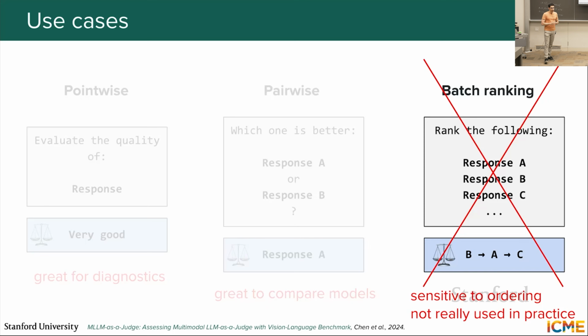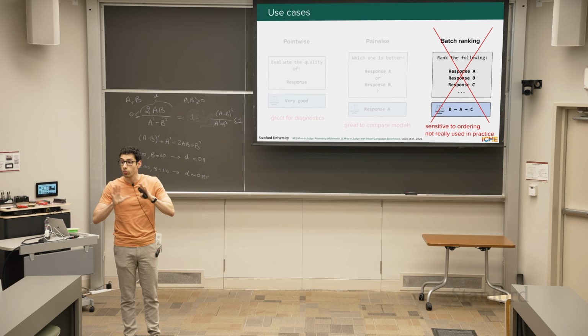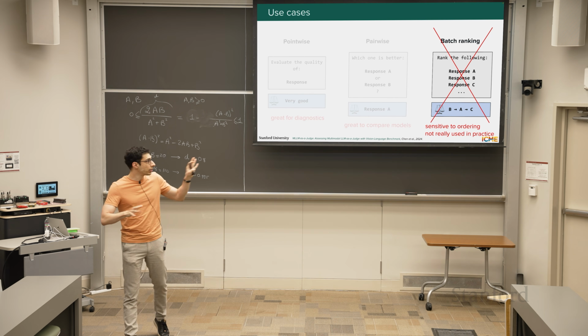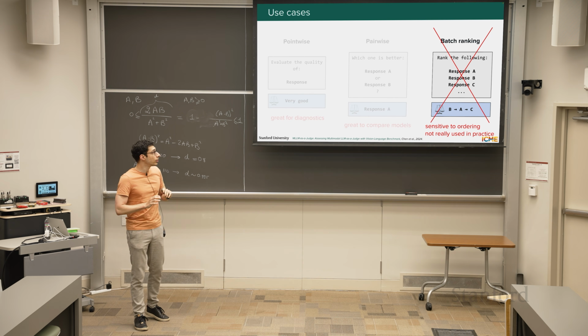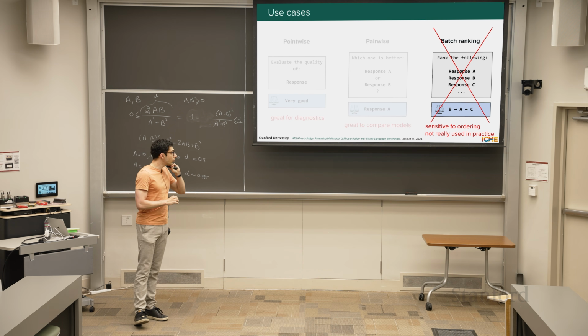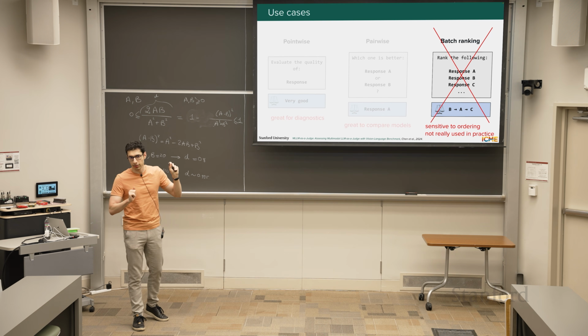And then regarding ranking, even though that's something that's studied in papers, it's typically not used in practice because the ordering might be too sensitive, and so you have a lot of variance. And oftentimes the ranking of several outputs might not be something that you want to do as a one-shot task. So it might not have as broad applications as the two other ones.